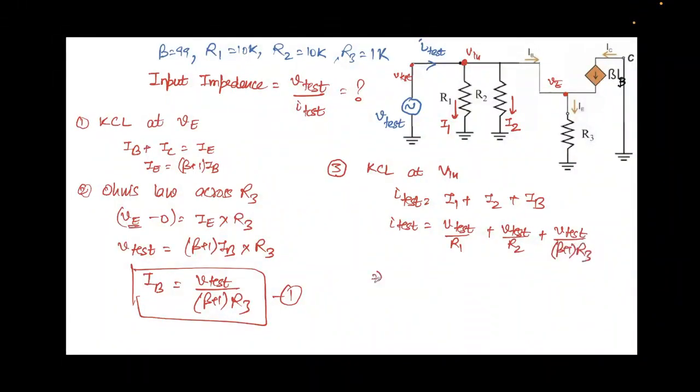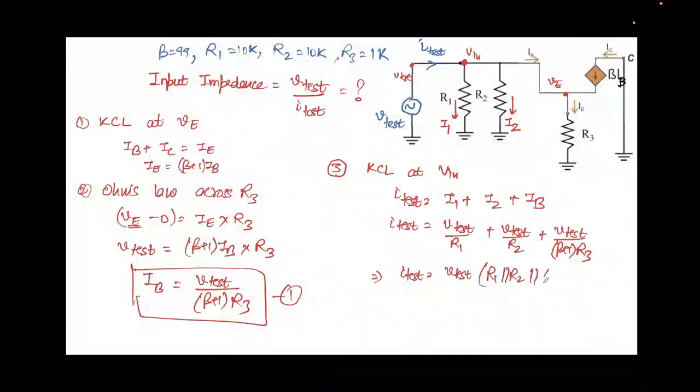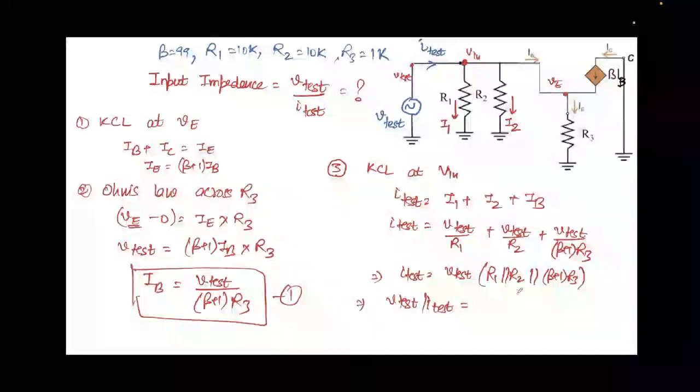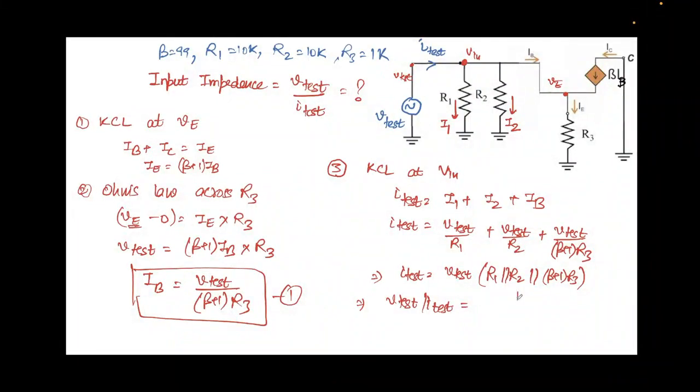And from this, I can get I test is equal to V test times R1 parallel R2 parallel (beta plus 1) times R3. And thus I'll get V test over I test, so sorry, this was V test over this. So V test over I test I'll get is R1 parallel R2 parallel (beta plus 1) R3.